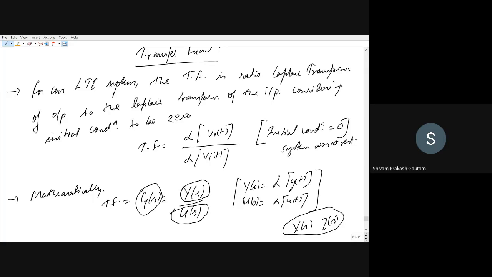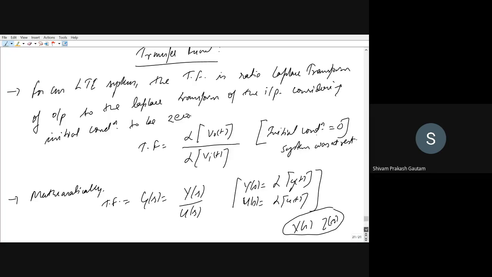This is just a nomenclature. It is up to you. If you want to give some other name to output and input, you can, and you can also give a different name to a transfer function. But just for simplicity and to make everything uniform, we have called the transfer function G of S. Y of S is the output, and U of S is the input.